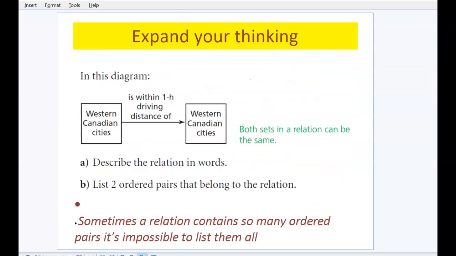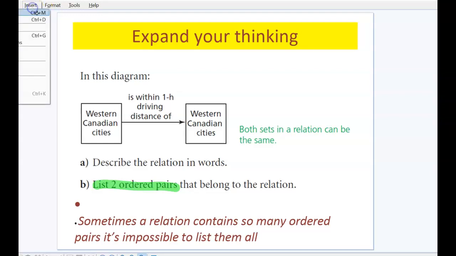Okay, now we're going to expand your thinking a little bit. In this example, you'll have to copy this one down onto your work package because I didn't photocopy this one. Sometimes a relation will contain so many ordered pairs it's impossible to list them all, so they might only ask you to list a couple of ordered pairs from the set. In this diagram, Western cities that are within 1 hour driving distance of other Western cities in Canada. In this case, we see that both sets in a relation are the same.